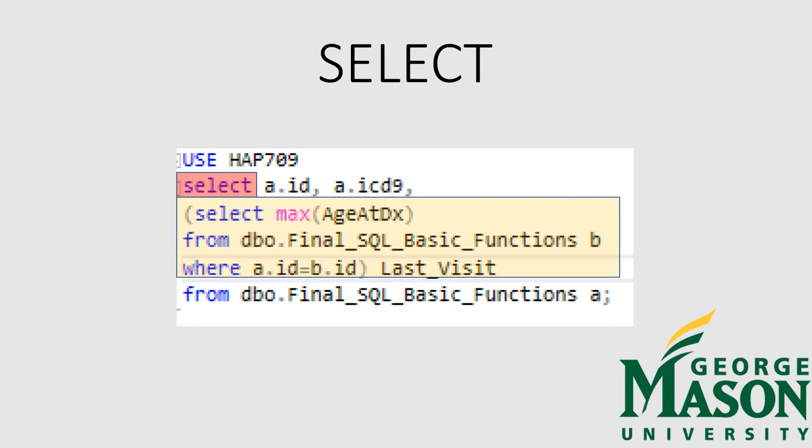Lastly, we see an example of a nested query within a select statement. The beginning of the select statement is highlighted in red and the nested query in yellow. Similarly to the last slide, we are using the nested query to designate a new column, last visit, created with the max function, which will be selected along with the patient ID and ICD-9 into the table.